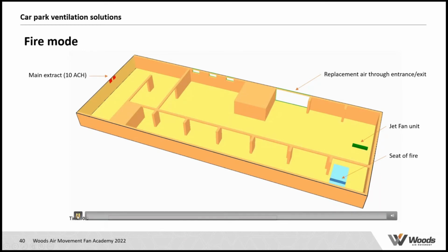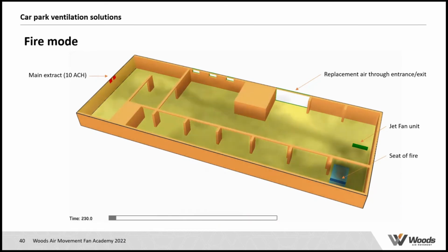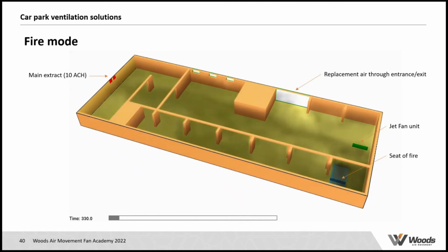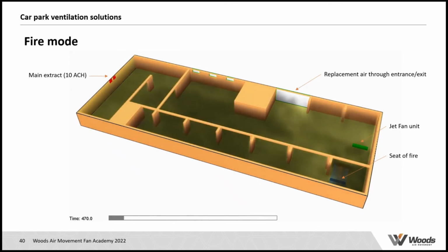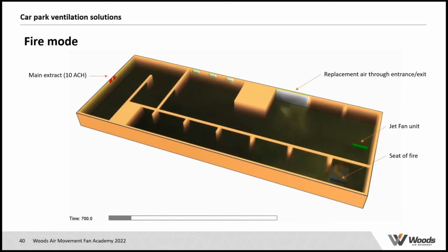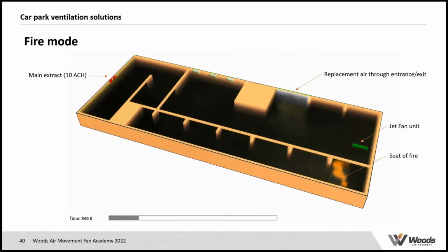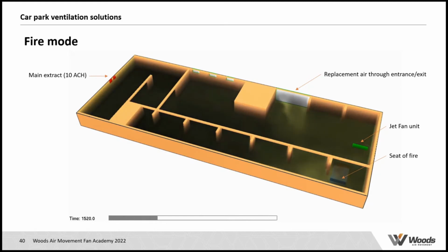If we run this simulation, what you will see is the fire starting, and smoke building up in the car park. At the peak of the fire, which is generally around 20 minutes after fire start, you will see that this car park is fully smoke-locked, so there's little to no visibility in that car park. Only after the fire has been extinguished will you see the smoke density start to reduce, which is the effect of the 10 air changes extracting from that car park.